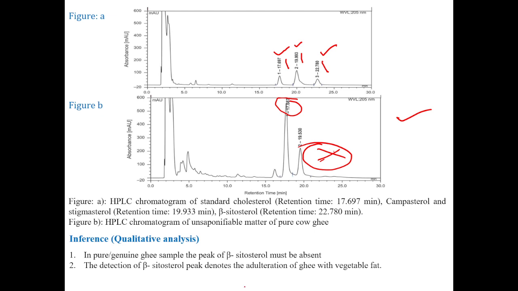So what will be our inference? In a pure or genuine ghee sample, the peak of beta sitosterol will be absent, and detection of beta sitosterol denotes adulteration of ghee with vegetable oil. So if in our sample beta sitosterol is coming, which is not at all present in ghee, this will clearly indicate that our sample is adulterated with vegetable oil. So this is how we can detect the presence of vegetable oil in ghee using RP-HPLC. Thank you.